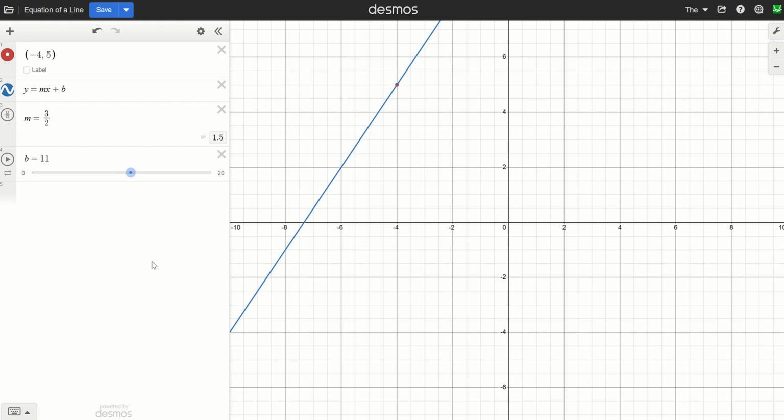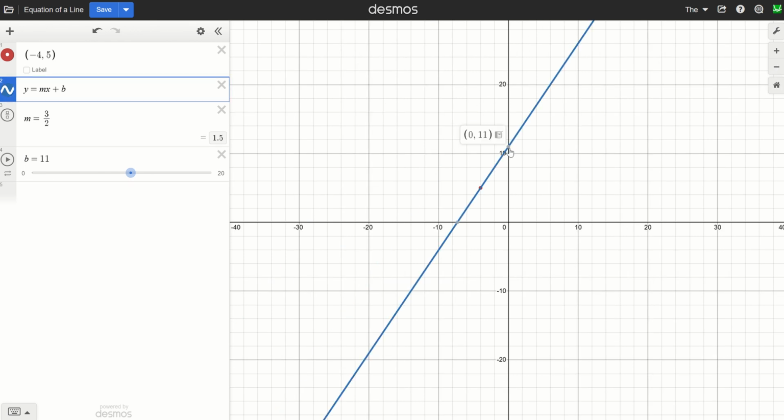of b is 11. This means the ordered pair -4, 5 is on this line, and the y-intercept is 11. If I zoom out, you can see here the y-intercept, 0, 11.